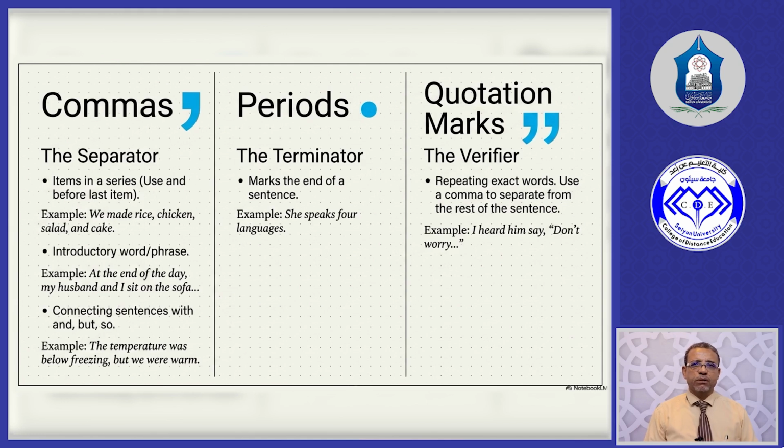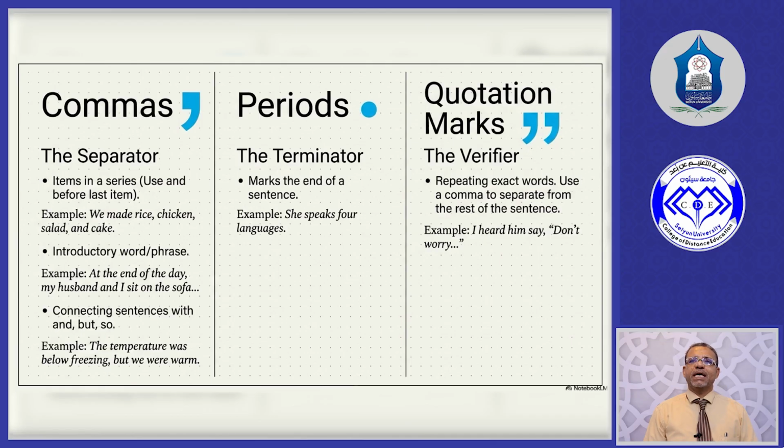The quotation marks are used when you have something taken from someone, a very valuable word from a sheikh, or from a singer, or from a soccer player, whoever, it depends on your topic. When repeating exact words, use a comma to separate them from the rest of the sentence. For example, I heard him say. First you say, I heard him say. You want to tell the others exactly what he said. This is what happens in the news.